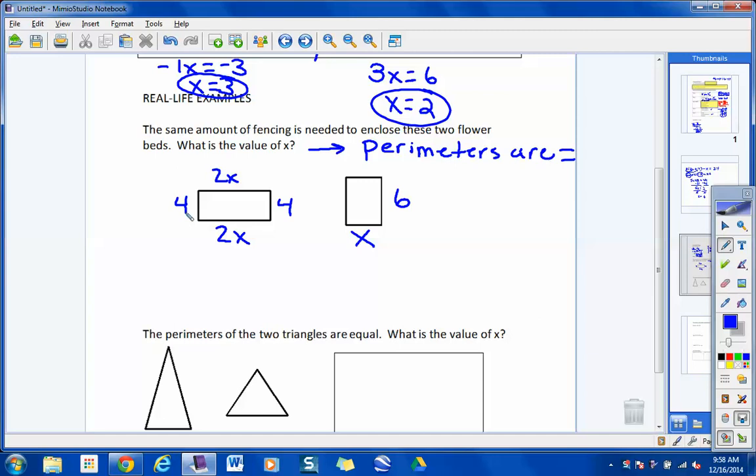What am I going to put up top in the second rectangle, gang? How about the left side? What's true about the perimeters here? They are going to be equal.